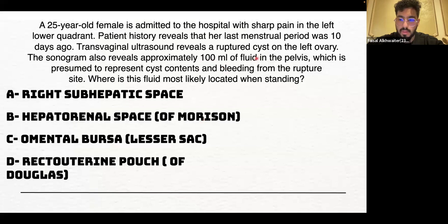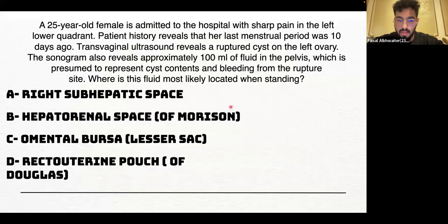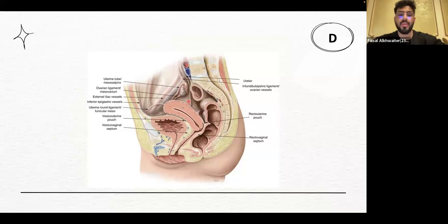Okay, so let's leave the omental bursa for later because I have a question and I'm going to explain it. Do you guys know what the lesser sac is? Okay, I'm going to explain it when the question comes. But always when she's standing, it's going to be the rectouterine pouch.